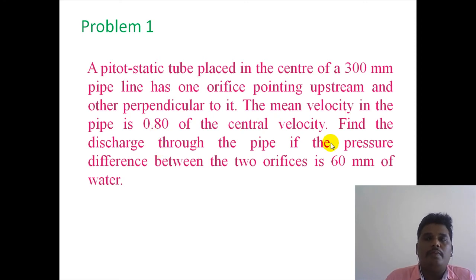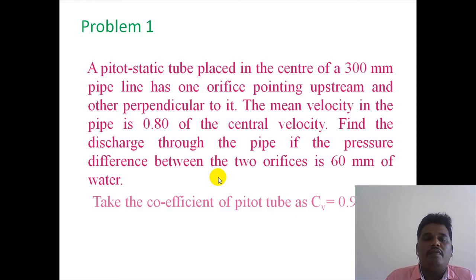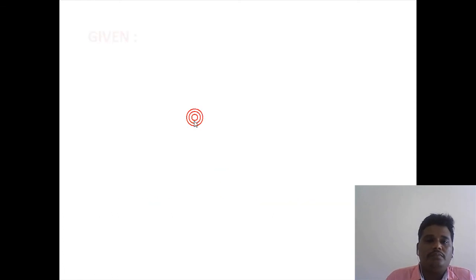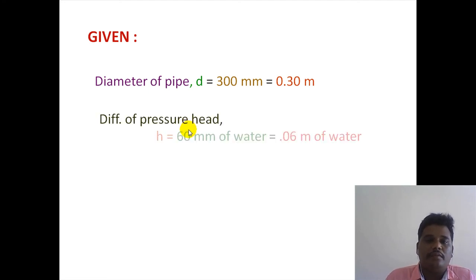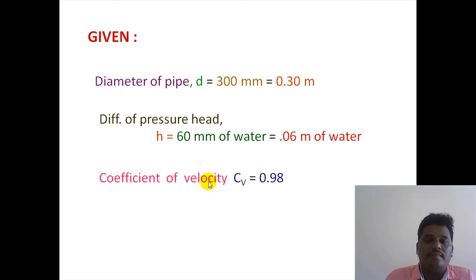Given: diameter of pipe D is equal to 300 mm, which means 0.3 meter. Next, difference of head H is equal to 60 mm of water, which means 0.06 meter of water. Next, coefficient of velocity Cv is equal to 0.98. Mean velocity V is equal to 0.8 times the central velocity.